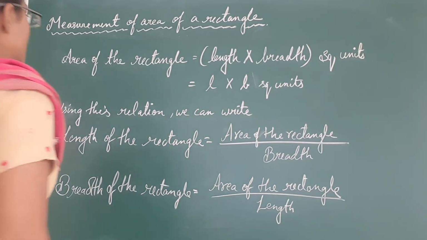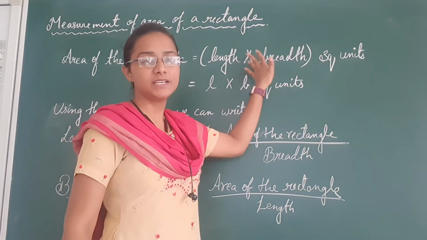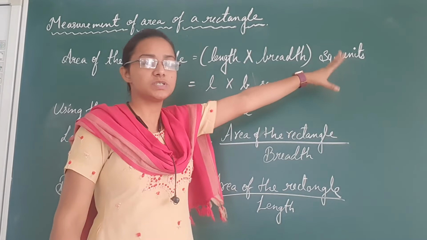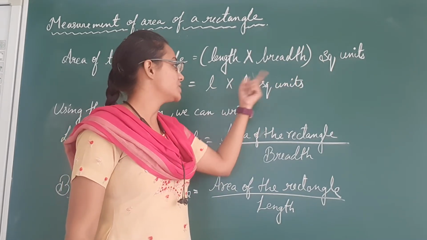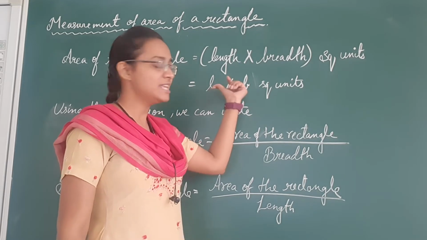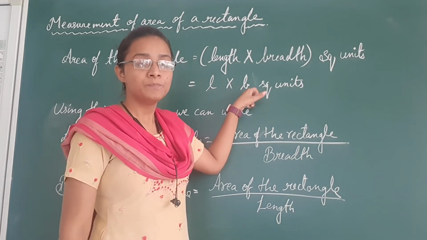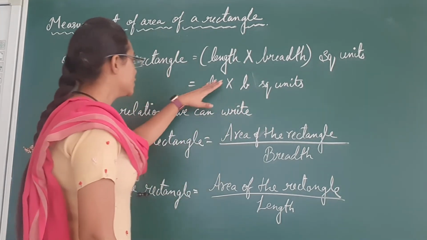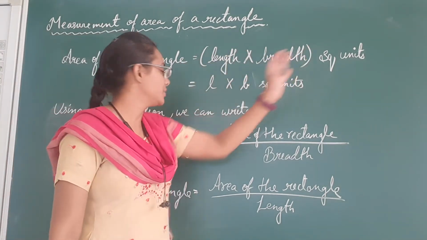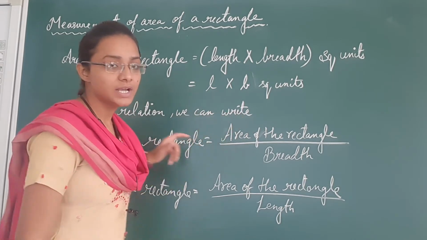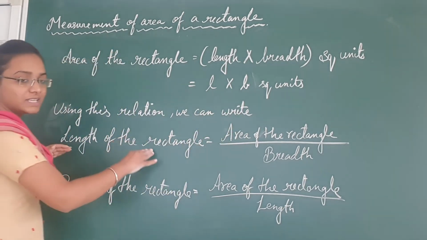So as I told you, the area of the rectangle is equal to length into breadth square centimeter, or else you can write L into B square units, where L is denoted for length and B is denoted for breadth. Using this relation, we can find out the length if the length is missing.